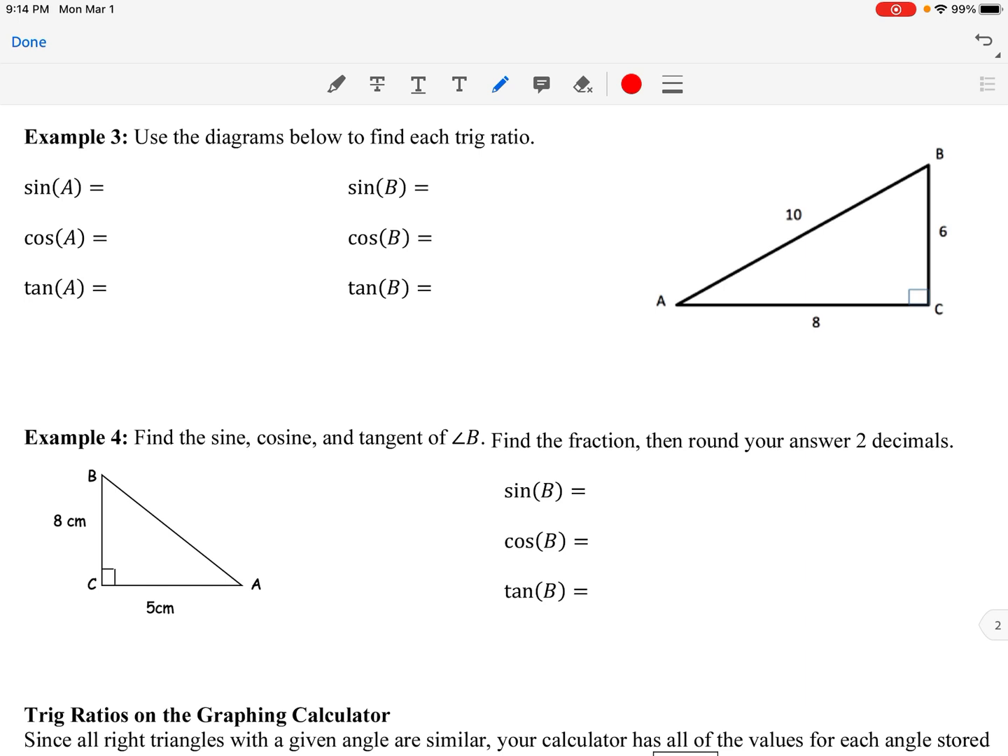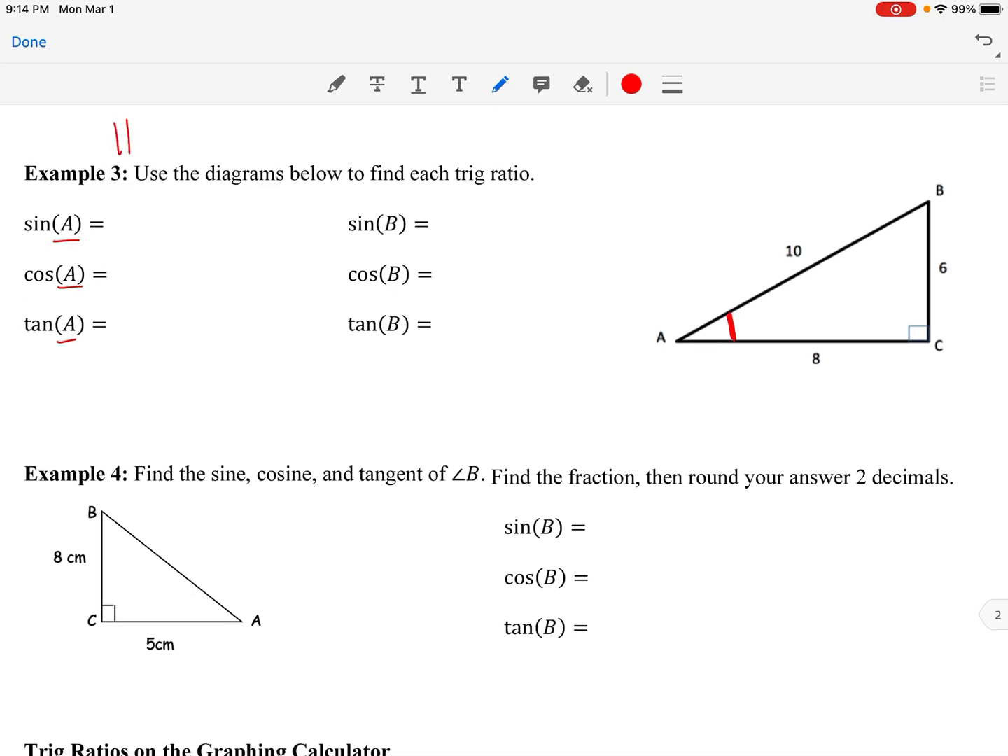All right, example 3, this would be a good one to pause the video and try it out first, and then check your answers. So we're going to start with angle A over here. And again, sine. Let me write my letters up here for SOH CAH TOA. Okay, sine is opposite over hypotenuse. If I'm looking at angle A, the opposite side is 6. The hypotenuse is across from the 90 degrees, which is 10. And we can simplify this. You can change it to a decimal if you want, or you can reduce the fraction to 3/5.